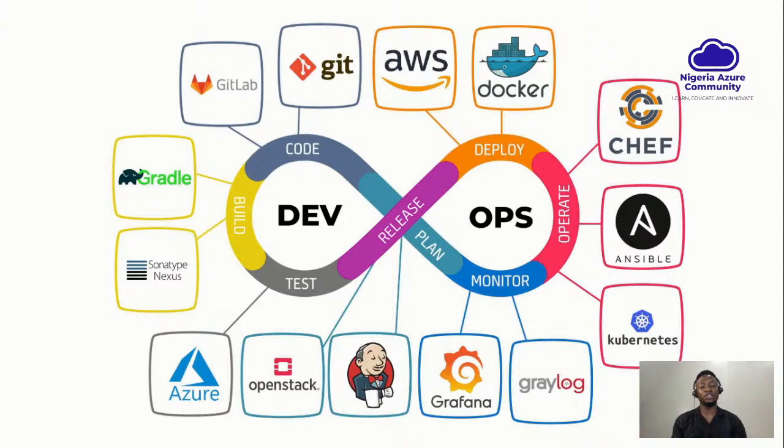So in the DevOps world, there are so many tools that can help us achieve our goal of continuous integration and development. As you can see on my screen, Chef is a similar tool that helps to manage configuration as well.